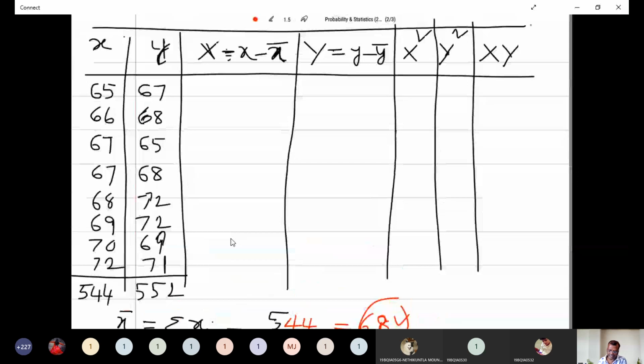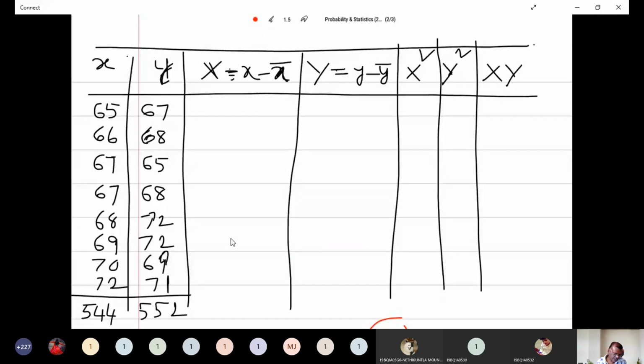Now we can calculate x minus x bar, here x bar is equal to 68 and y bar is equal to 69. That means 65 minus 68 is minus 3. 66 minus 68 is minus 2. 67 minus 68 is minus 1, minus 1, minus 1. 0. 1. 2. 4.